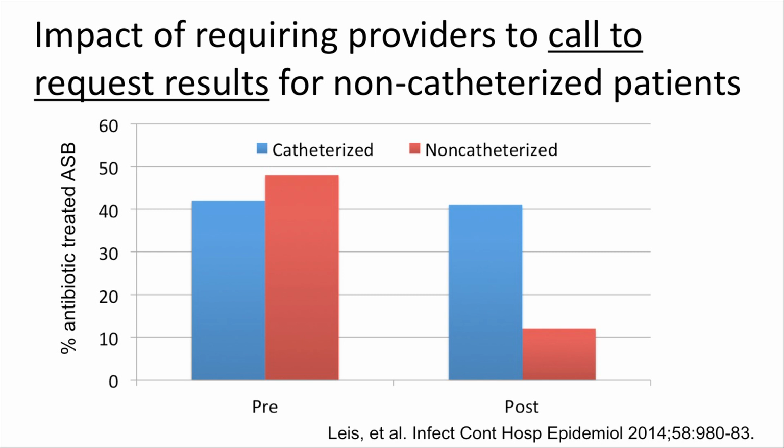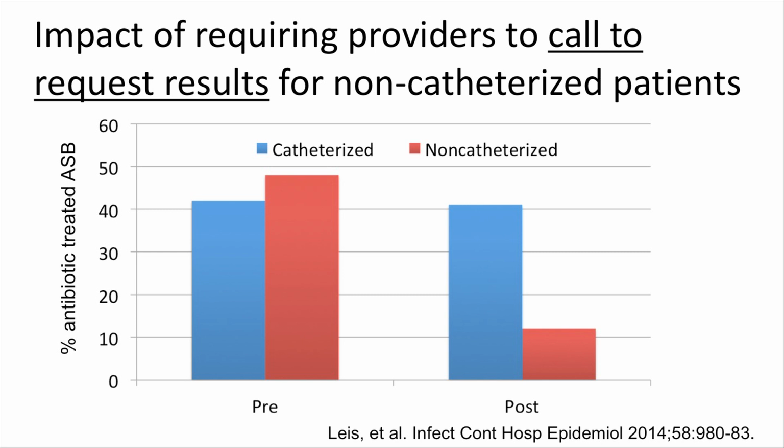I love this study done in Canada several years ago where they just decided to not report urine culture results, which really would be illegal here, so I don't suggest that you do that. But they decided that in the non-catheterized patients, they just weren't going to report the urine culture results. They were going to require the clinician to call if they thought about it. Most of them didn't, and the decrease in the percent of patients treated with antibiotics for asymptomatic bacteria went way down, as you can see.